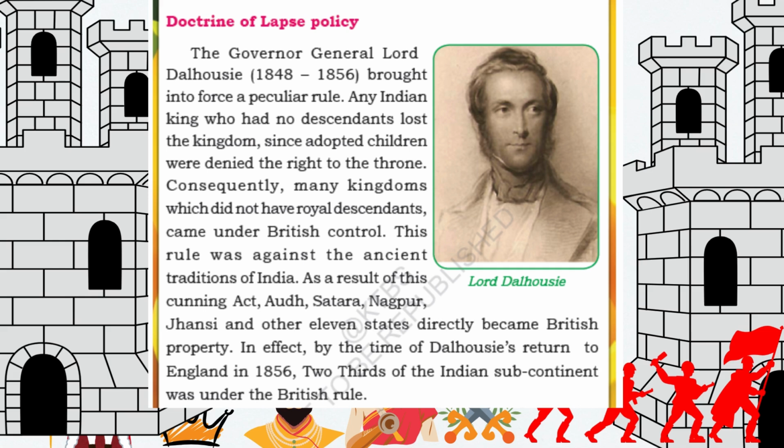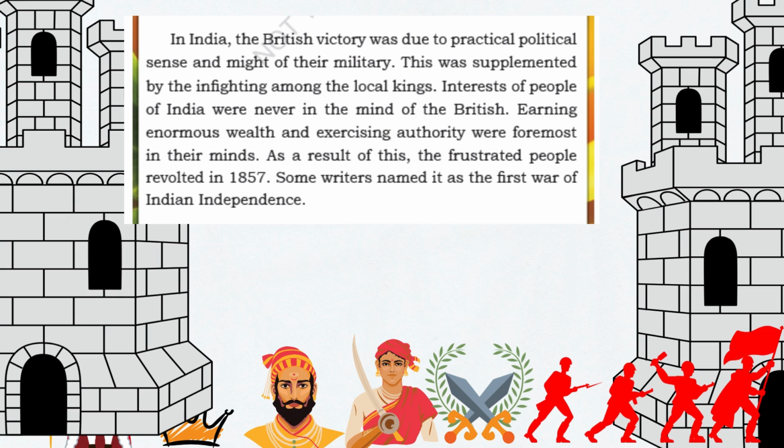In effect, by the time of Dalhousie's return to England in 1856, 2/3 of the Indian subcontinent was under the British rule. In India, the British victory was due to practical political sense and might of their military. This was supplemented by the infighting among the local kings. Interests of people of India were never in the mind of the British. Earning enormous wealth and exercising authority were foremost in their minds. As a result of this, the frustrated people revolted in 1857. Some writers named it as the First War of Indian Independence.